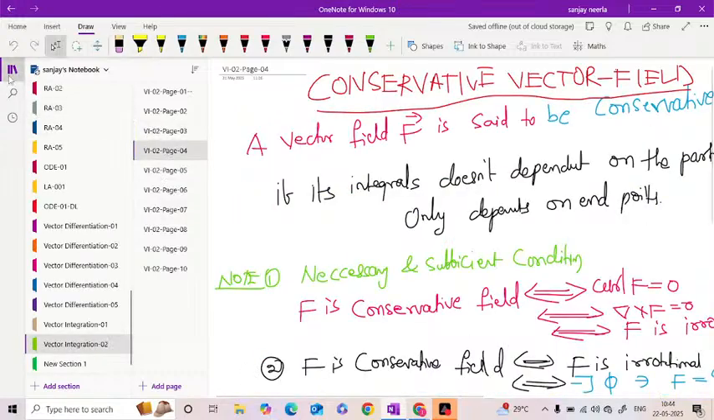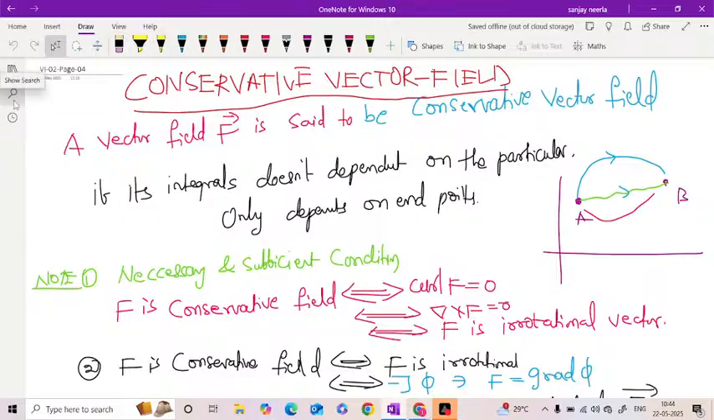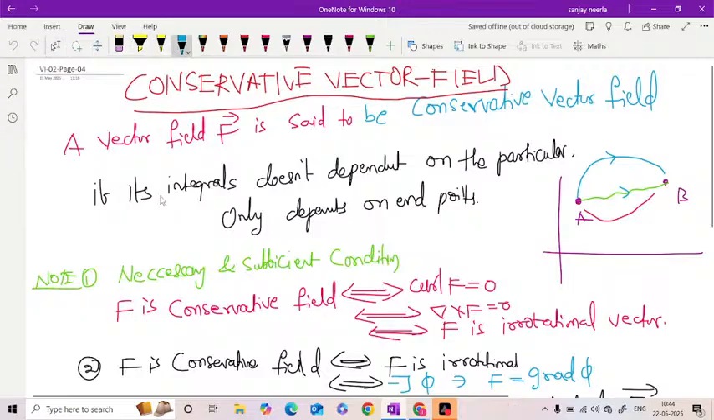Okay. Next, one more definition: conservative vector field. So what is a conservative vector field? Suppose the integral is independent of path, then that type of field is called a conservative vector field. That means the definition is: a vector field f is said to be a conservative vector field if its integral does not depend on the particular path, only on the endpoints.